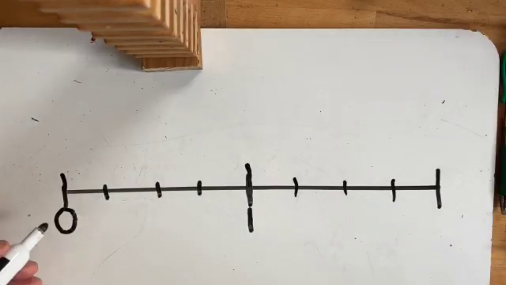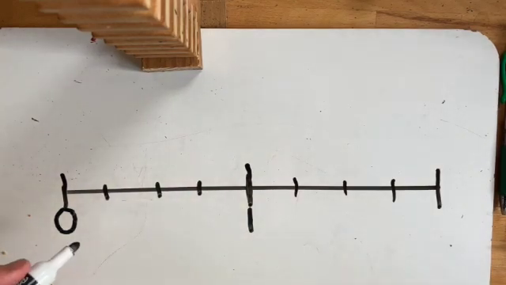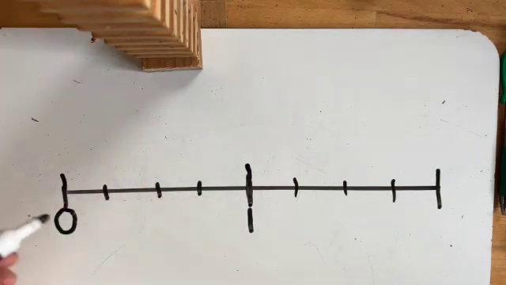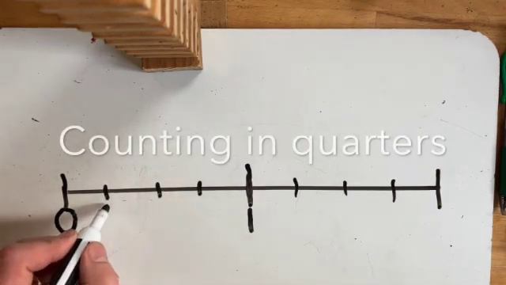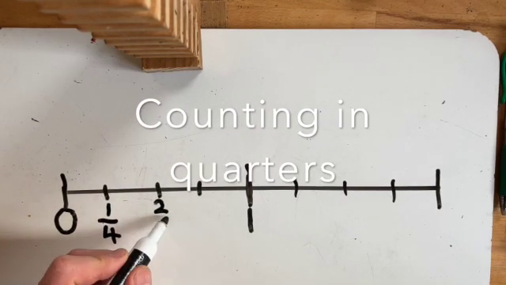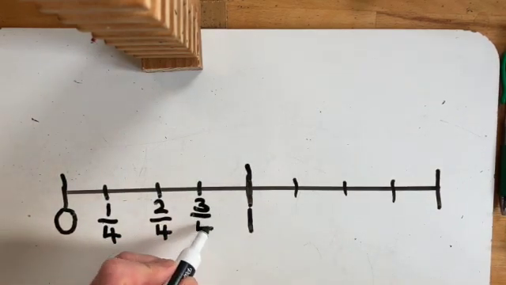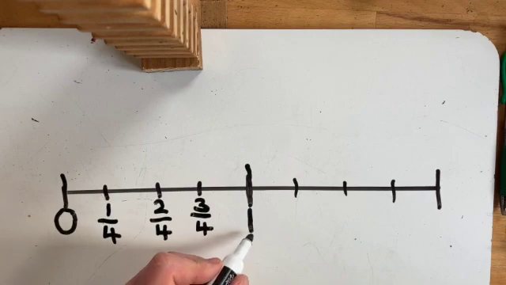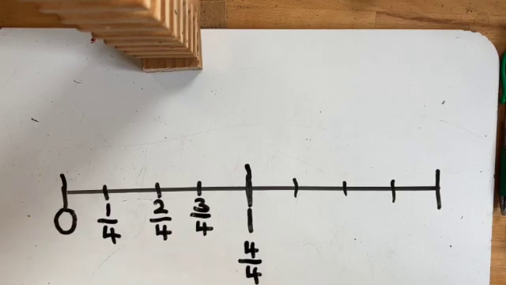Hi, I've got a number line here that goes from 0 up to 1 and beyond, and I'm going to label it with the fractions that I've shown by these markings on the line. So this is 1 divided into 4 equal pieces, so it's 1 quarter or 1/4, 2 quarters or 2/4, 3 quarters or 3/4. So this one here, this 1 whole, would equal 4 quarters or 4/4.